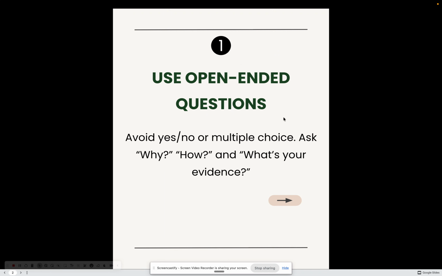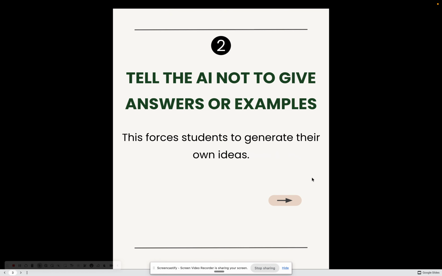Avoid the yes, no, or even multiple choice type of questions. Instead, ask your students why, how, what's your evidence? This is going to really help your students by swapping out those questions to support that higher level thinking with those open-ended questions. Another thing that you can do is to tell the AI not to give answers or examples.